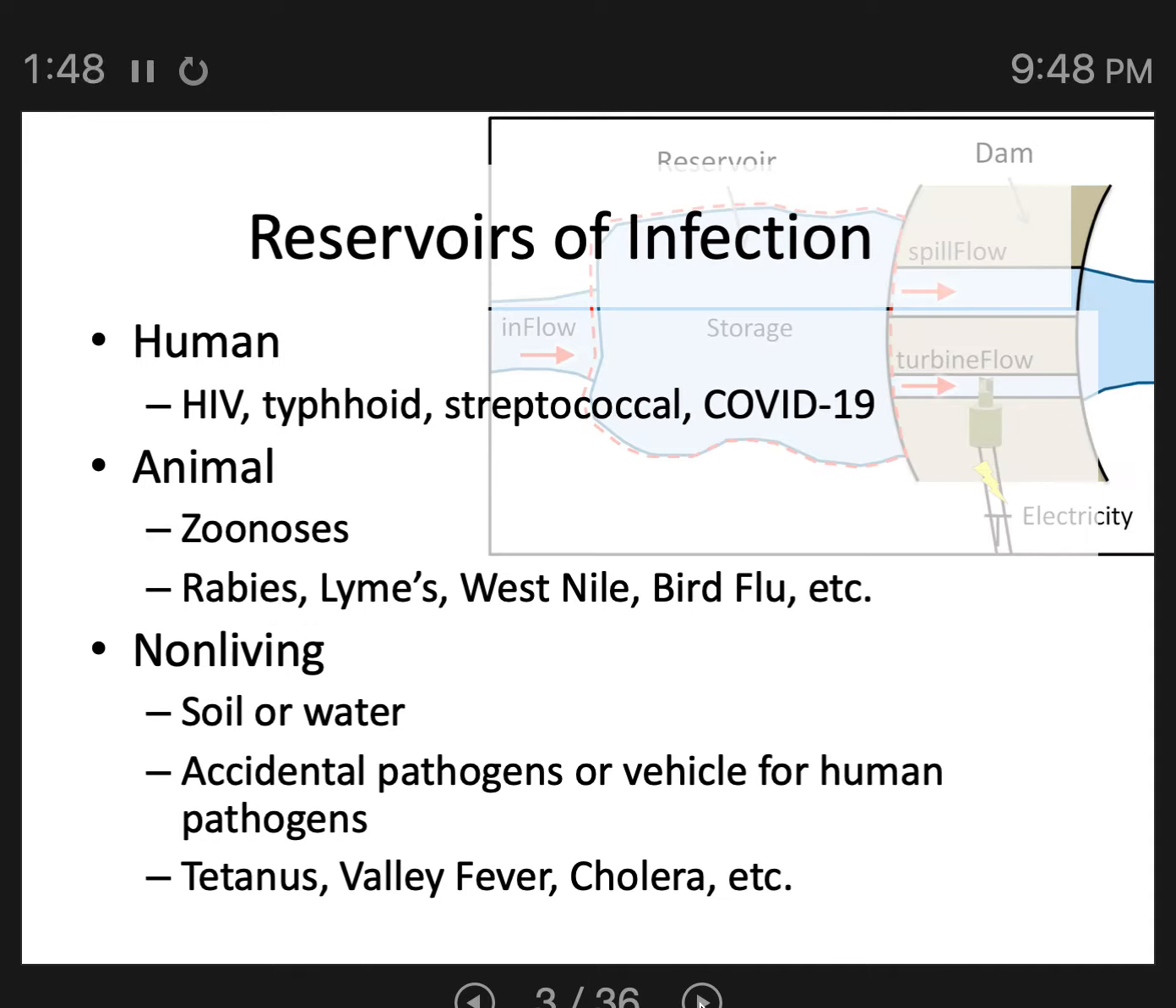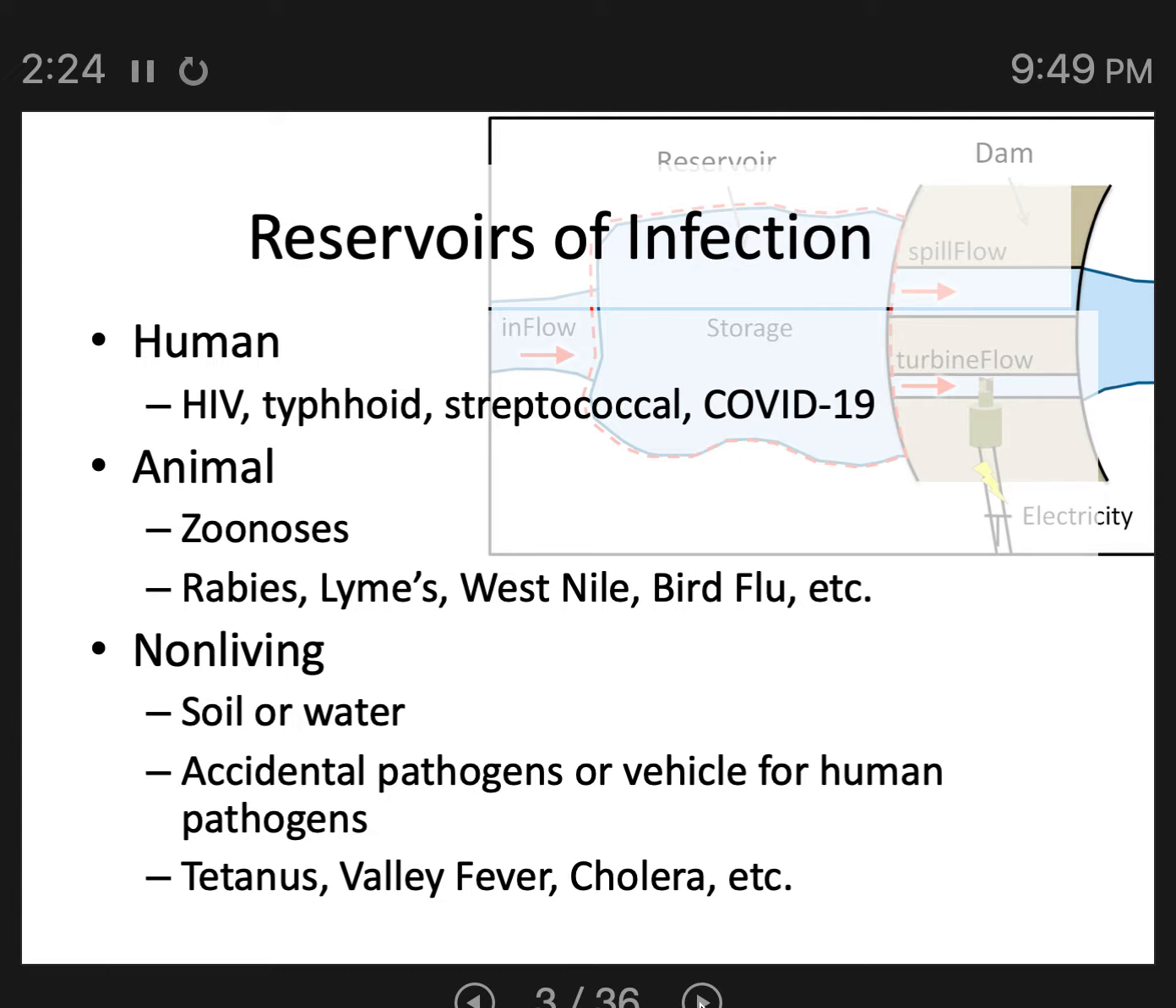Right. So a disease reservoir is an animal or an environment where the disease is commonly found. Sort of like the source of the disease from which it spreads. So a human reservoir is pretty self-explanatory. This is when the disease lives all or most of its life cycle in the human body. That's when humans would be the reservoir of the disease. So some examples would be HIV, typhoid, streptococcal, also the novel coronavirus, COVID-19. Those are all examples of a human reservoir.